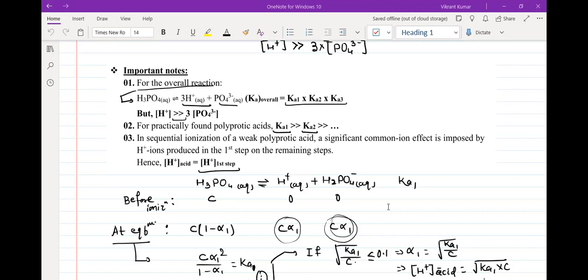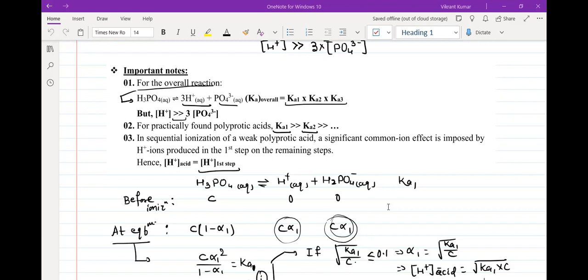After this, the third part was that K1 is much greater than K2, much greater than K3 and so on. That was one part. And the second part is that the H plus coming from the first step will impose a common ion effect on the remaining steps. Every step imposes a common ion effect on the other steps, but the significant common ion effect will be imposed by the H plus from the first step on the remaining steps. And that's why, with points number 2 and 3, we can say that H plus from the acid will be equal to H plus from the first step itself.